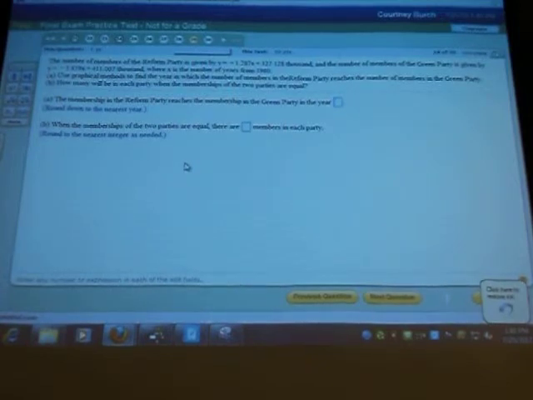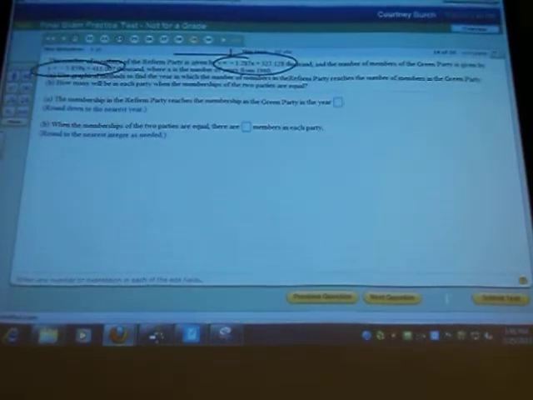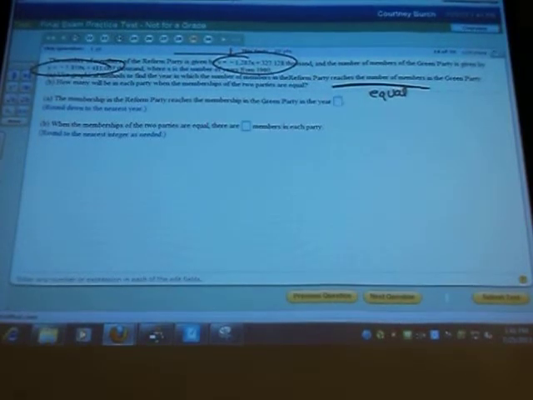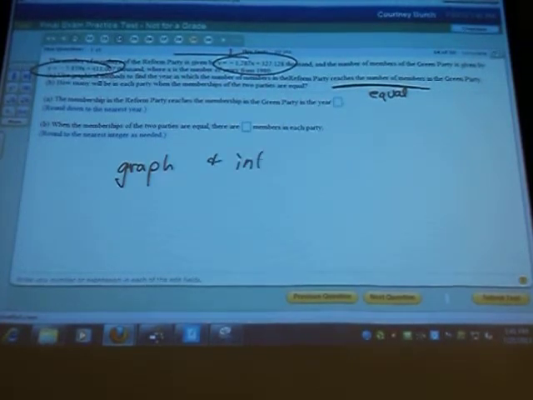Okay, the next one is one where you have two equations. It says reaches the number of members, that means where they equal. How would you find where they're equal? Graph and intersection, that's easy. Graph both equations. Sometimes this is tricky though because the graphing calculator is not accurate enough. Yes. The x value will be accurate, and then once you get the x value, to check it, I would plug it in my calculator into the equation to find the y value.